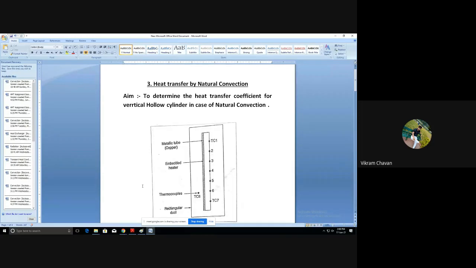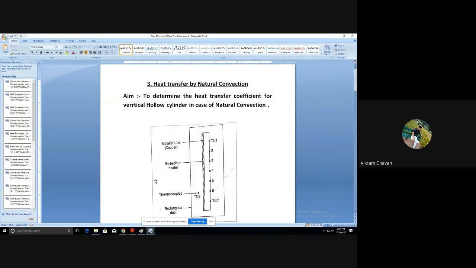Whereas in forced convection, what is happening? We are blowing or forcing the air to flow over the heated surface. So in that case there will be an external agent present, such as an external blower, fan or pump that we use to blow the air over the surface. That is the difference between natural convection and forced convection.